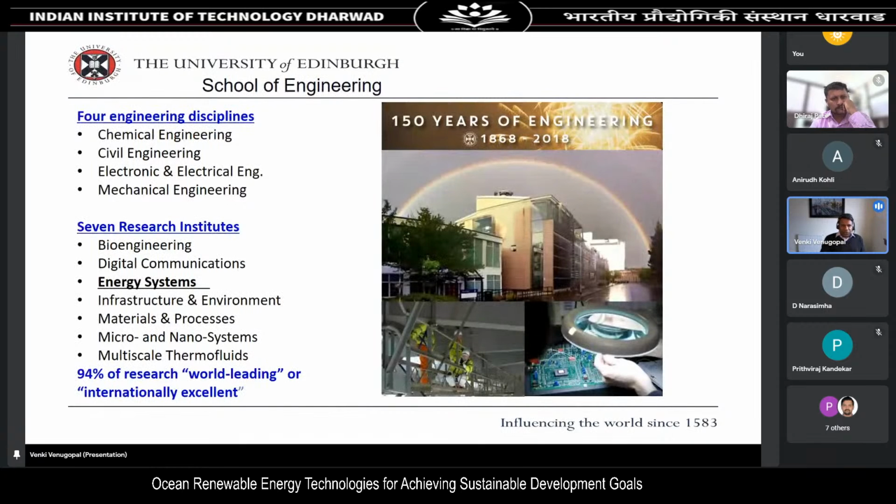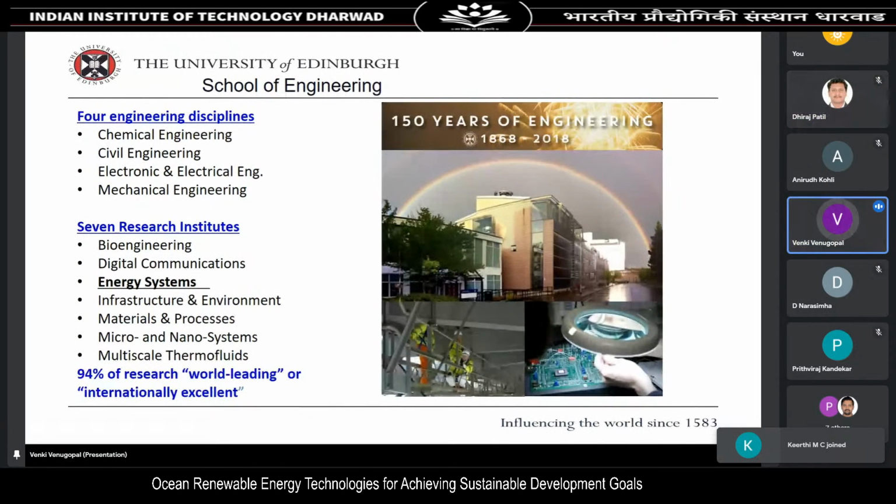And if you come to the School of Engineering, the School of Engineering has 4 disciplines: civil engineering, chemical engineering, electrical and electronic engineering, and mechanical engineering. Even though I'm a civil engineer, I teach in mechanical engineering. That's the flexibility we have. You don't need to be a civil engineer to teach civil engineering, or a mechanical engineer to teach mechanical engineering, or vice versa.